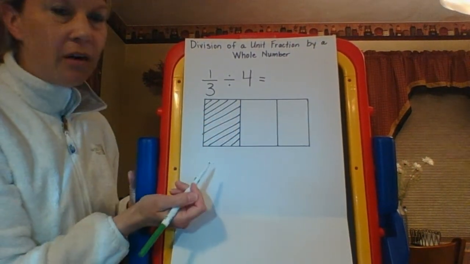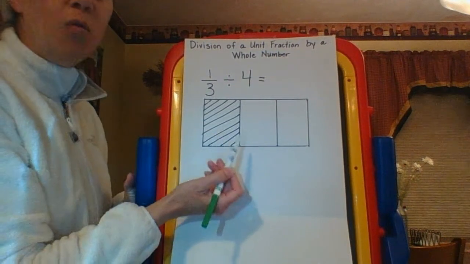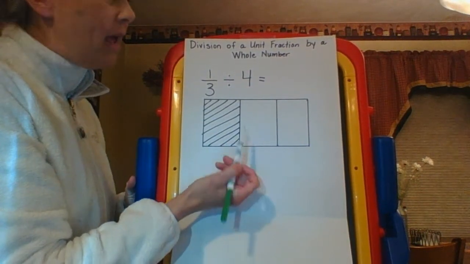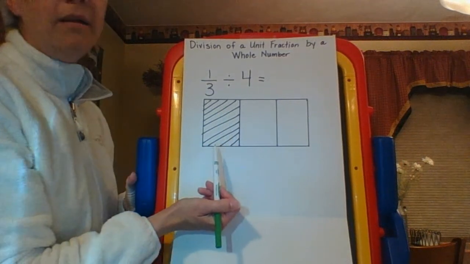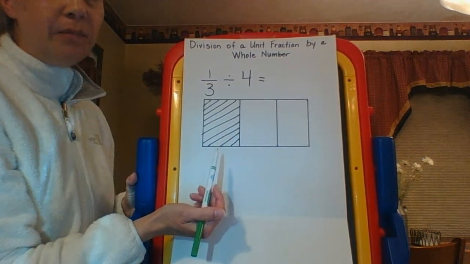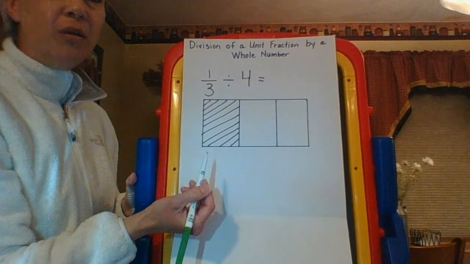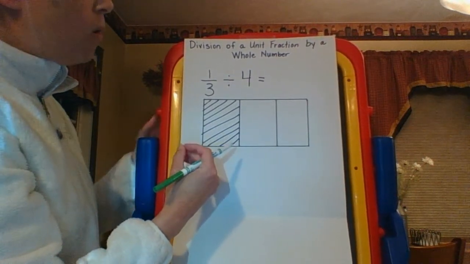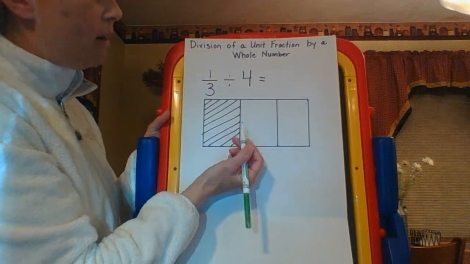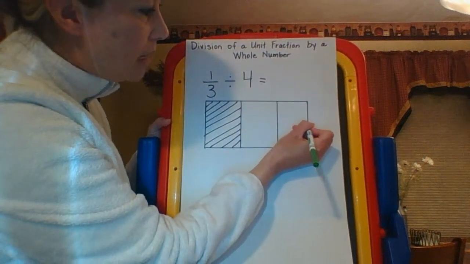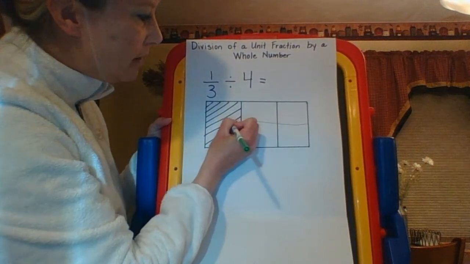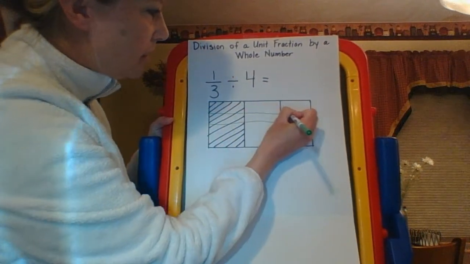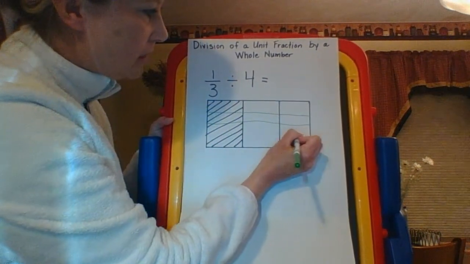So in the model that I've already started out, you can see I drew 1 whole and I partitioned it into 3 equal parts and then I shaded 1/3 of those parts. So the next thing that I need to do is I need to divide or partition this whole into 4 equal parts. So I'm going to take it and I'm going to partition this way as if I'm partitioning into fourths this way.